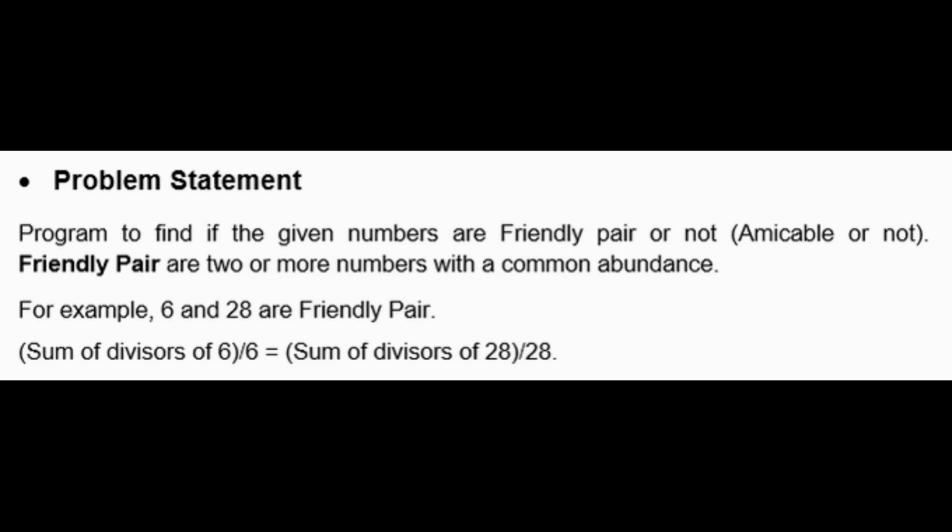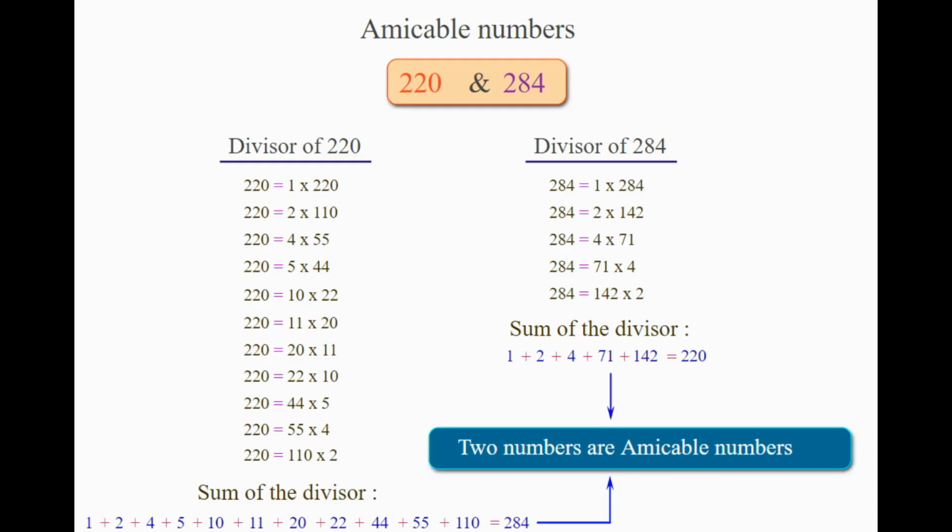You can say the sum of the divisors of 6 upon 6 equals the sum of divisors of 28 upon 28. The divisors are simply called factors. The sum of the factors of 6 will be equal to 28, and the sum of factors of 28 will be equal to 6. This is another example of amicable numbers.